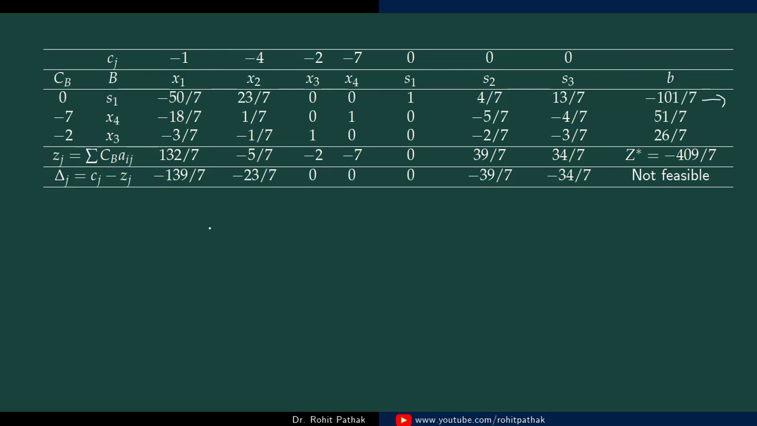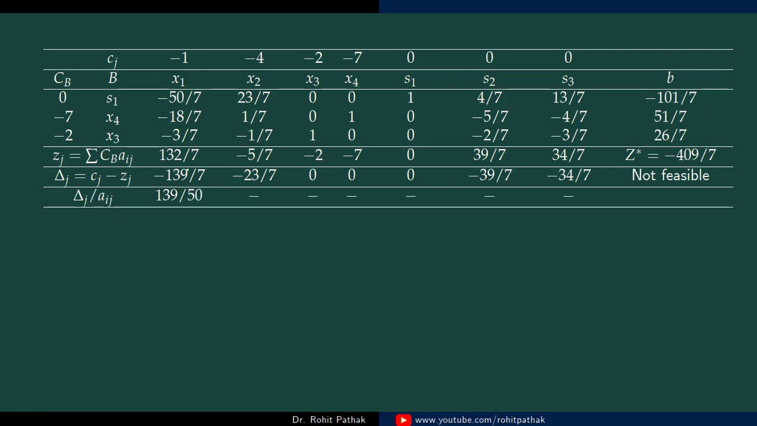Now to decide the incoming variable, we look at the key row, the elements of the key row. This is negative. So only one element is negative here. So if we divide by this negative element, 139 by 7 divided by minus 50 by 7 will give 139 by 50. And we leave all other entries because these are all either positive or 0. So this is the incoming variable this time. Incoming variable is x1, outgoing variable is s1.